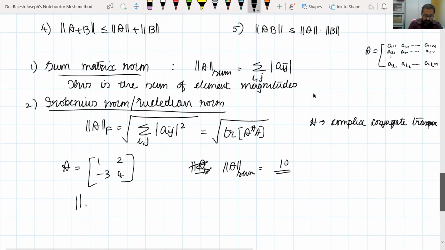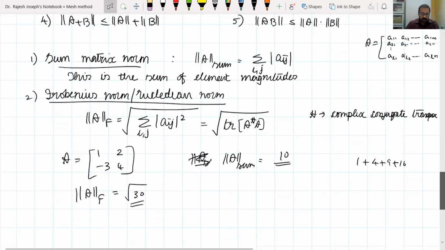And how will you find the Frobenius norm? Take the square root of the sum of squares. So what do you get? Square root of 30, right? 1 plus 4 plus 9 plus 16: 10, 26, 30. So root 30 you will get. This is what is called the Frobenius norm.